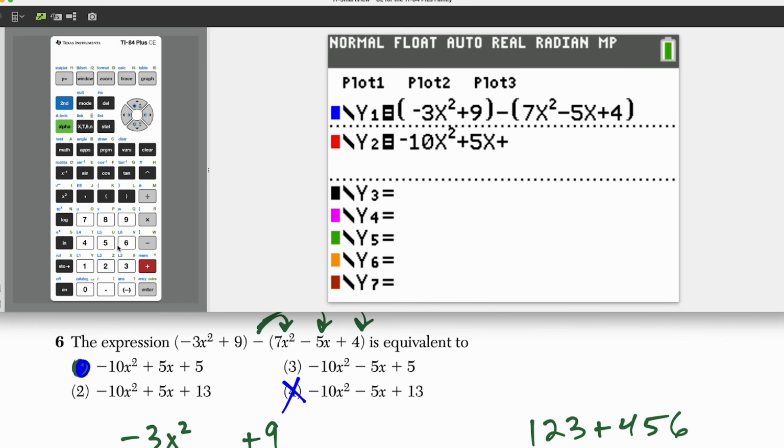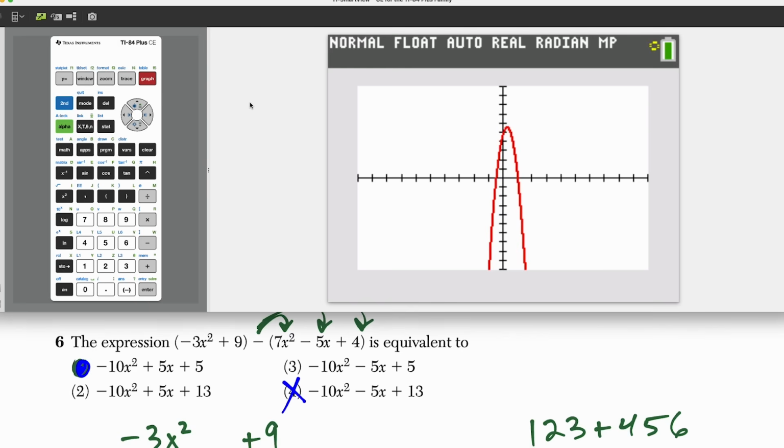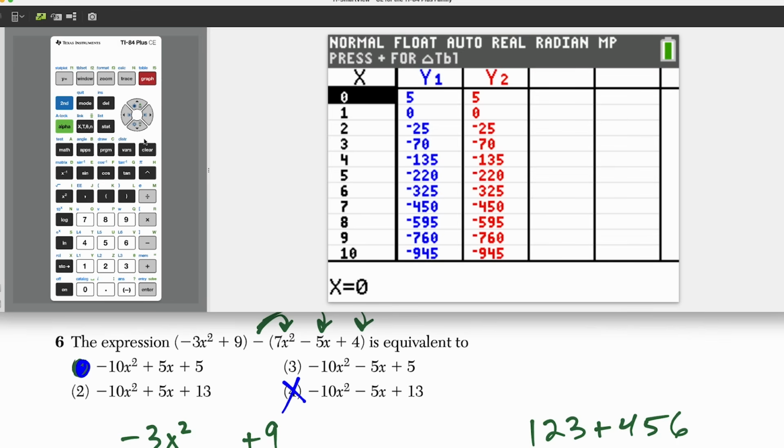And if we did this right, when we press graph, the graphs should overlap completely. So we press graph and see how the graphs overlap completely. If I press second graph and go to the table, notice that for all of my x's here, my y values match for both graphs. So choice 1 is definitely correct.